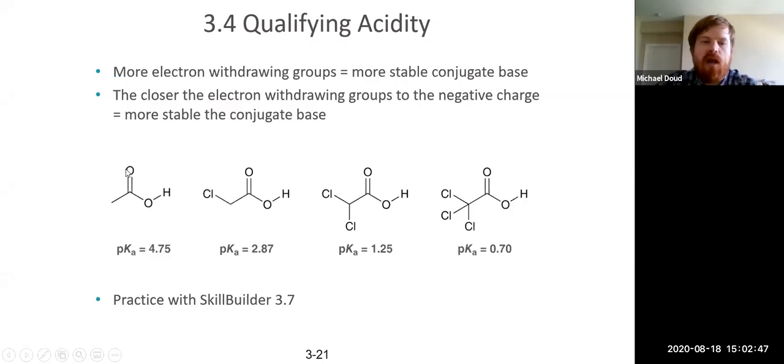You can see here, comparing acetic acid versus chloroacetic acid versus dichloroacetic acid versus trichloroacetic acid, each chlorine that you add decreases the pKa by 1 to 2 pKa units. So the more electron withdrawing groups that you have, the more stable the conjugate base is going to be. And the other thing you have to keep in mind is the closer that electron withdrawing group is, the more stable the conjugate base is as well. So the closer that it is and the more electron withdrawing groups you have, the more stable that conjugate base will be.